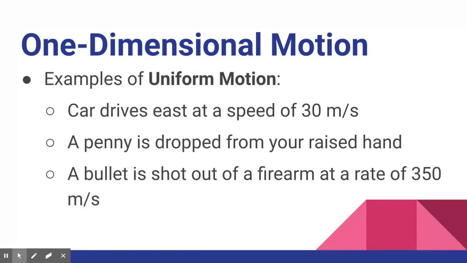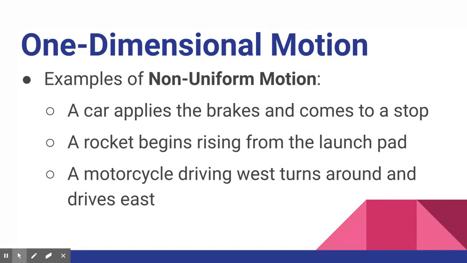It's going to change its motion due to gravity. Okay, and yeah, but in certain cases, we just say it's at a constant rate. We're going to say the bullet was shot out at a constant rate of 350 meters per second. Now, in non-uniform motion, this is where we have a change in speed or direction.